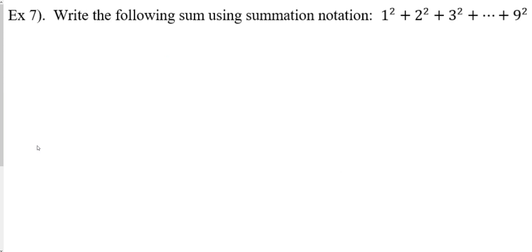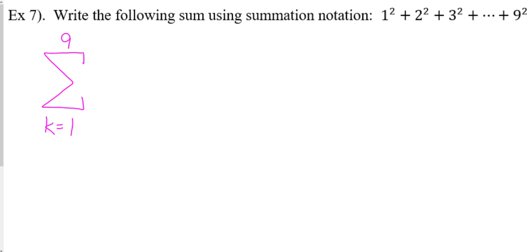So now we're ready for example 7. We want to write the following sum using summation notation. So the first thing we want to do is write the summation sign. So we can see that we have 9 terms here. So I need my variable, let's say that it's k, to go from 1 to 9.